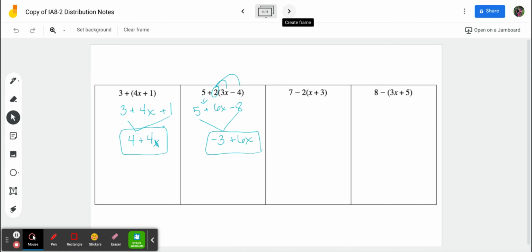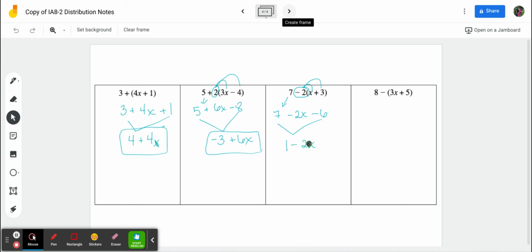So what we're going to do is we're going to drop this 7 down. We're going to distribute -2. -2 times x. Remember, that's the same as 1x, so -2 times 1 is just -2. So it'd be -2x. -2 times 3 is -6. So I have 7, either plus -2x, or we can just write minus 2x, minus 6. Combine 7 and -6 to get a 1, and then drop down the -2x.